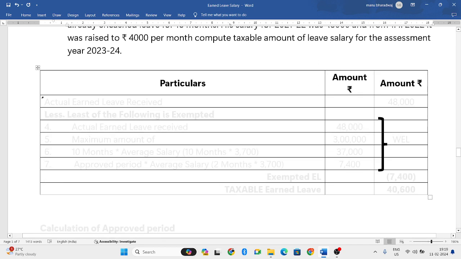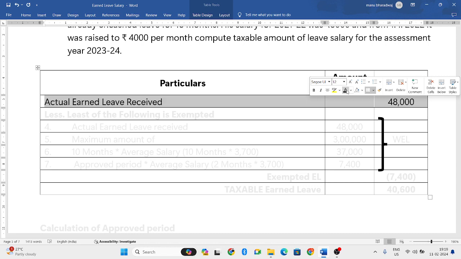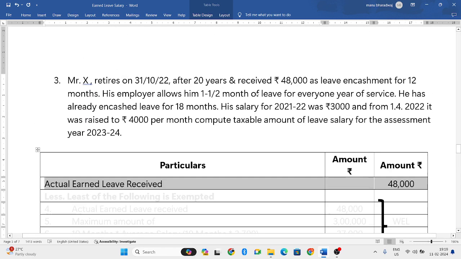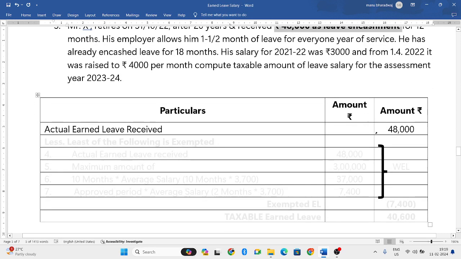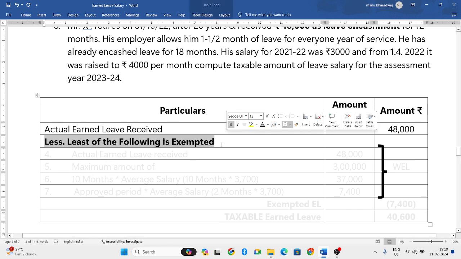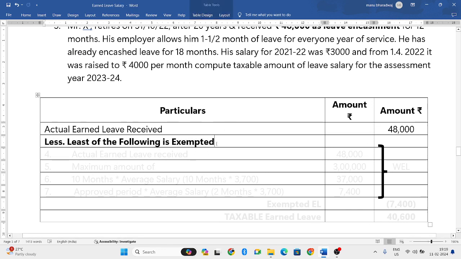So we have to draw a table like this. The first one you have to write is the actual EL received. What is the actual EL he has received? He has received a total of 48,000 as leave encashment. So 48,000 is the actual leave received. Less: the least of the following is exempted. So there are certain exemptions, the least of which will be exempted.